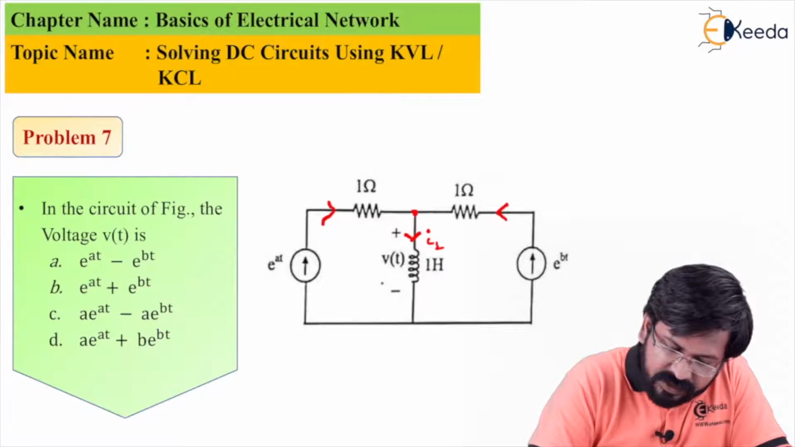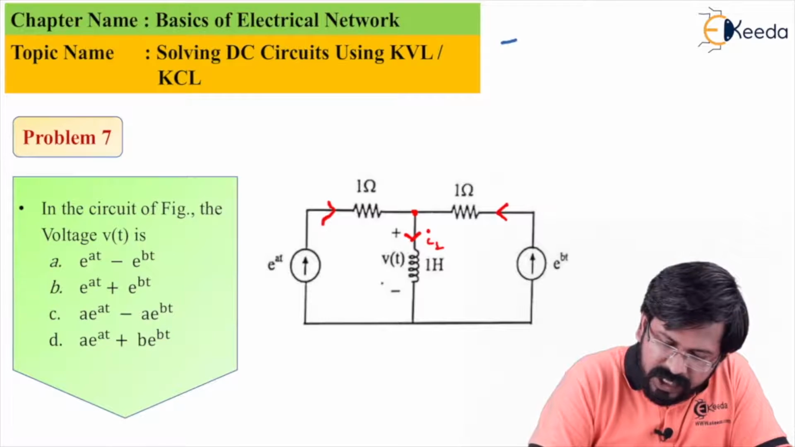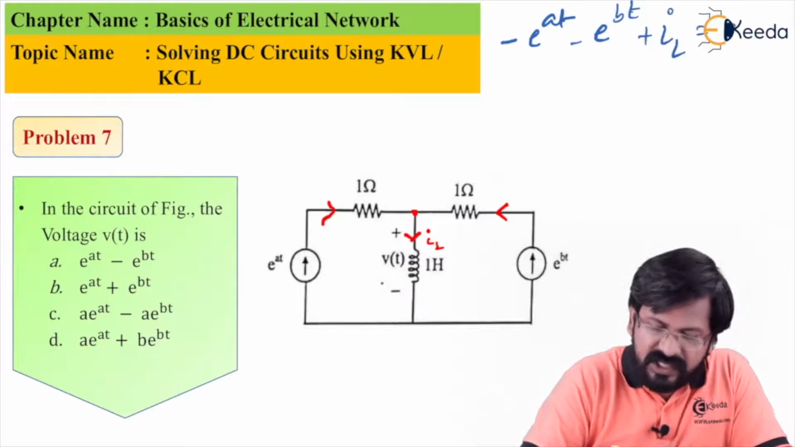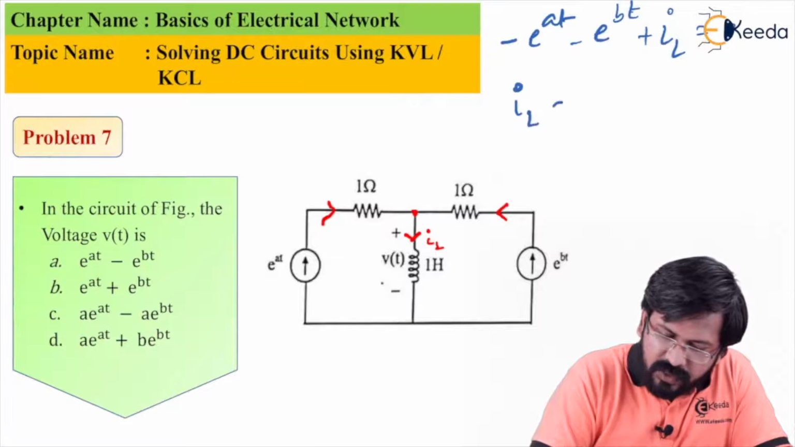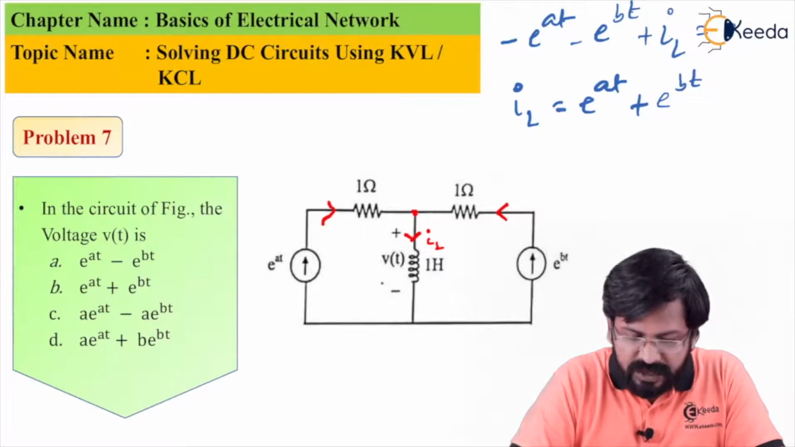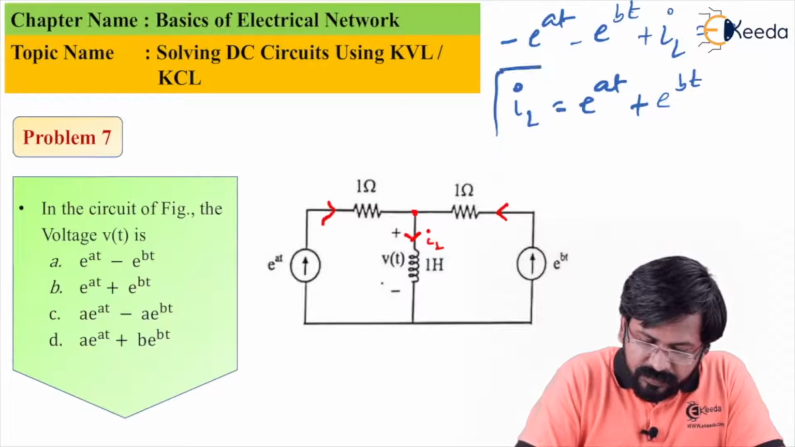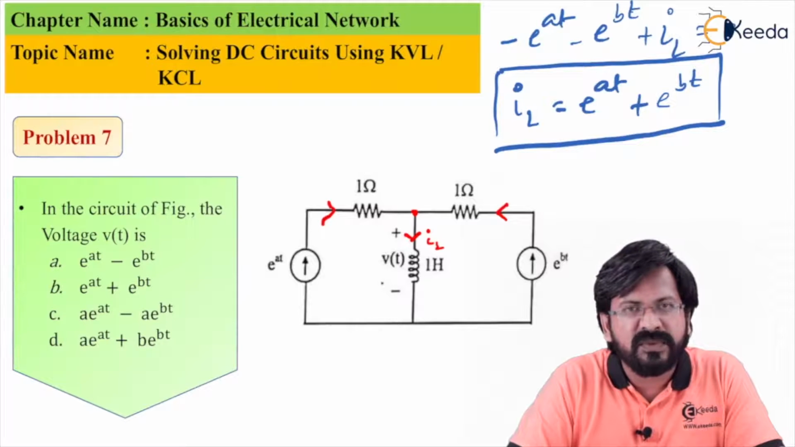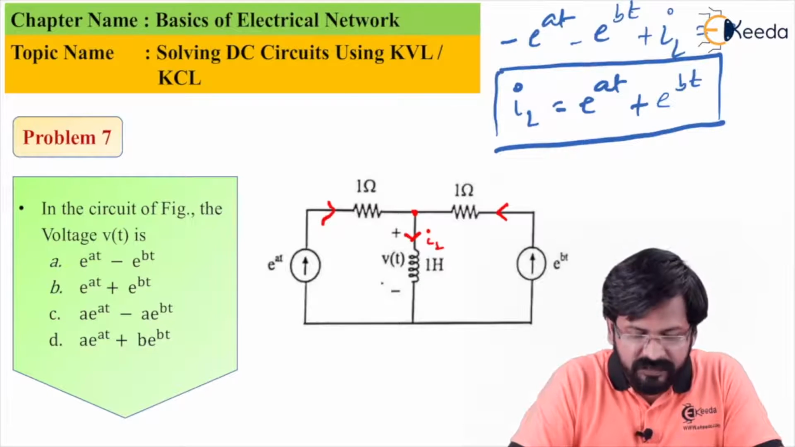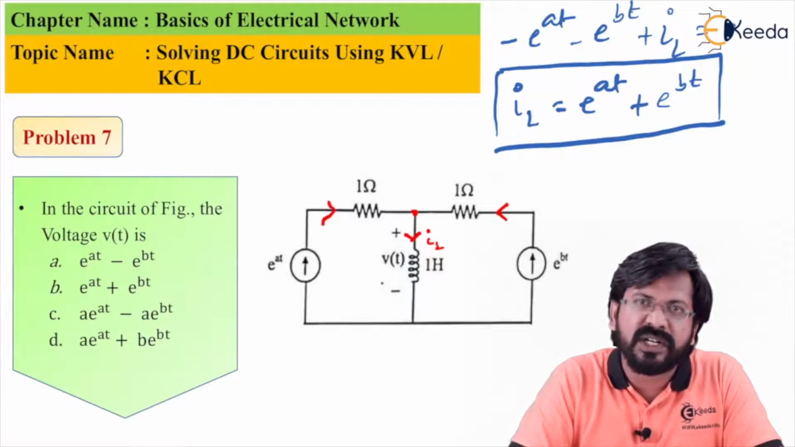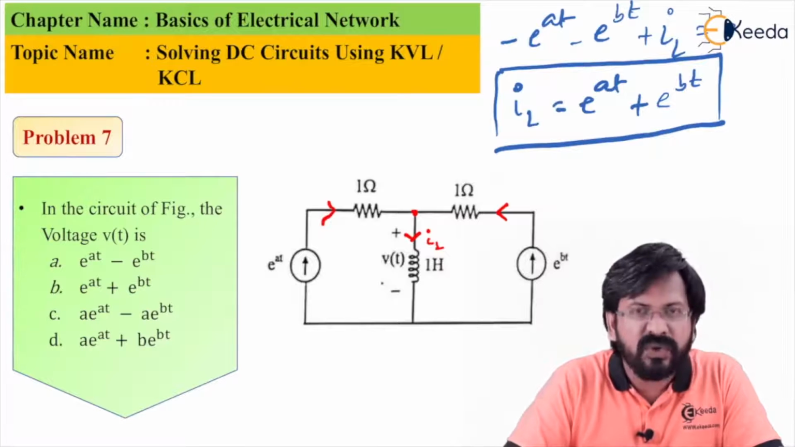By applying KCL, we get minus e raised to at minus e raised to bt plus IL equal to 0, or I can say IL equal to e raised to at plus e raised to bt. So IL equal to e raised to at plus e raised to bt. But from this expression, we see that we cannot get V of t. What is V of t? V of t is the voltage across the inductor. So I shall express the current through the inductor in terms of V of t, which is nothing but the voltage across the inductor.